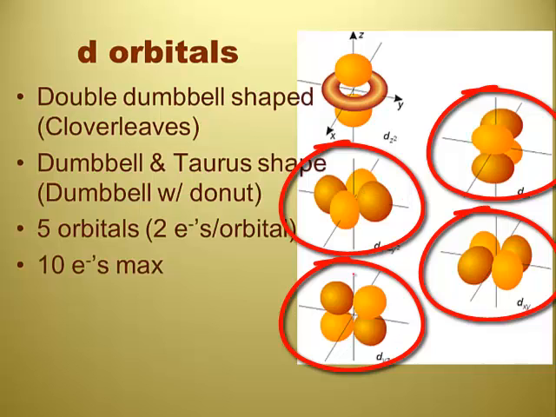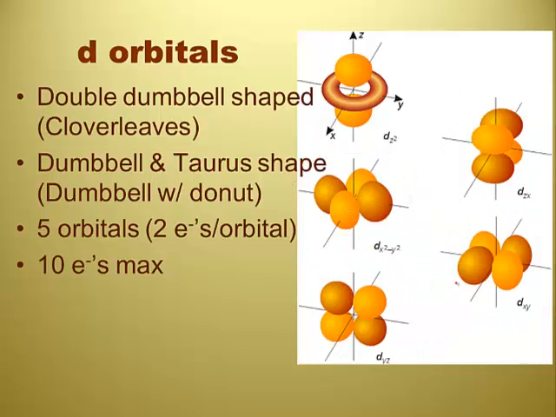Some people call them double dumbbells because there's a dumbbell here and a dumbbell there. Do I have to memorize these specific shapes, or can I just memorize the fact that they're double dumbbell cloverleafs, and the last one donut? I'm not going to have to draw it. No. So I just have to worry about the fact that they're double dumbbell cloverleafs, or dumbbell torus or dumbbell donuts.